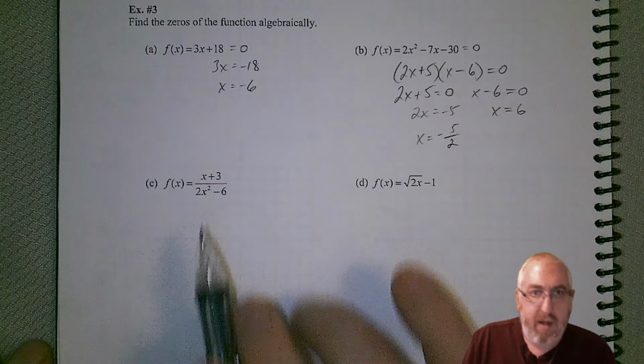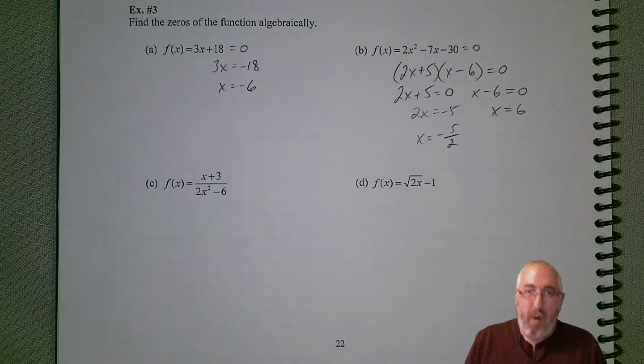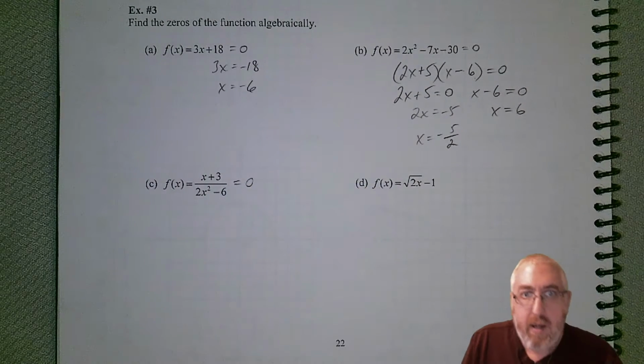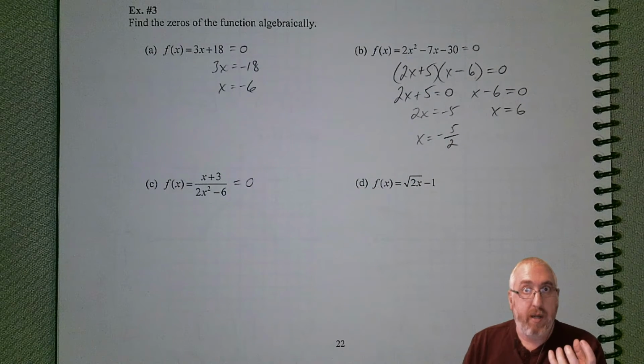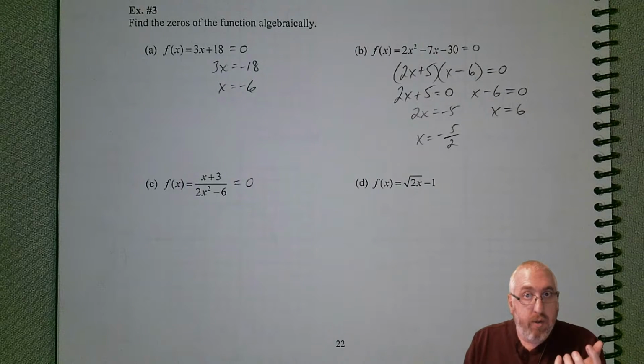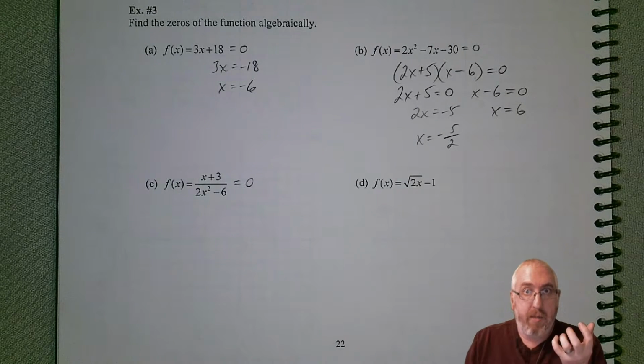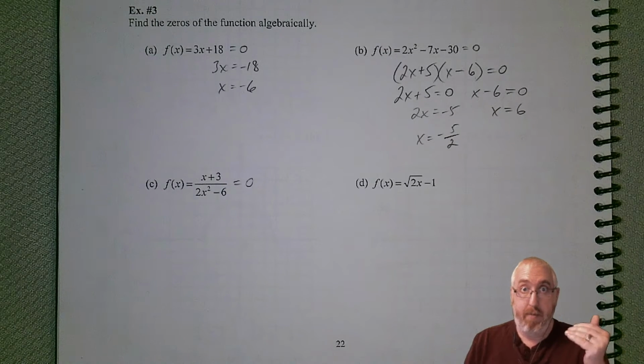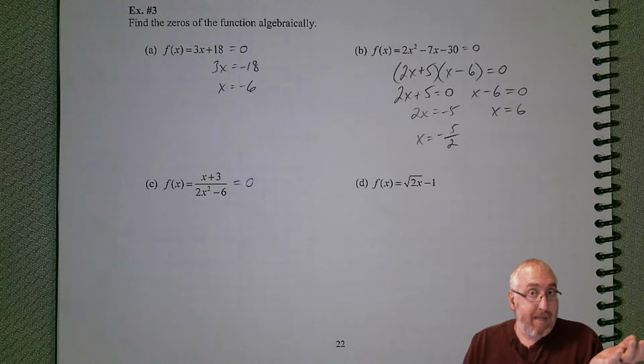Okay, what about something like this one? Well, it looks complicated because we got that fraction in there, but don't let that deceive you. Think of it like a fraction. If you want a fraction equal to 0, what has to be equal to 0 in that fraction? The top, the bottom, both? Hopefully you're saying just the top.